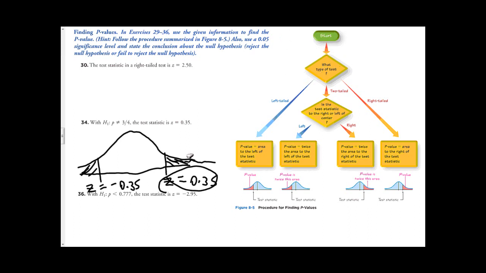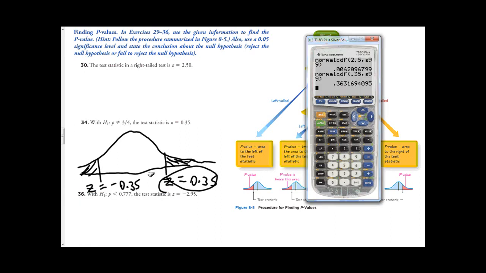In order to get the p-value, let's follow the table. What type of test? Well, this is actually a two-tailed test. Is the test statistic to the right or to the left? Well, the test statistic is to the right. It's positive. Positive test statistics are on the right, negative test statistics are on the left. The p-value is actually twice the area to the right of the test statistic. So this number here that we got for the area to the right of 0.35 is actually only half of the p-value. We actually have to multiply this by 2 to get the p-value. So the p-value is actually 0.73.